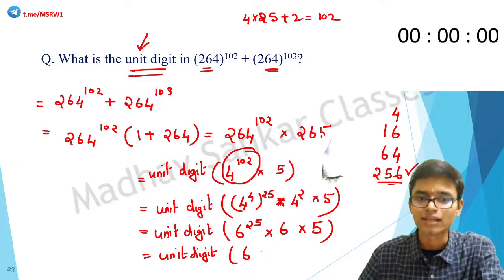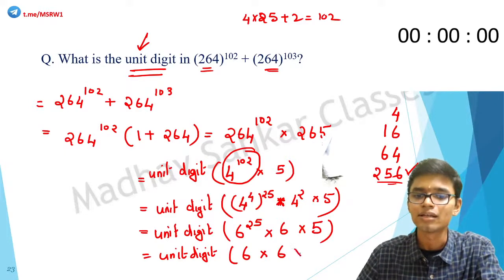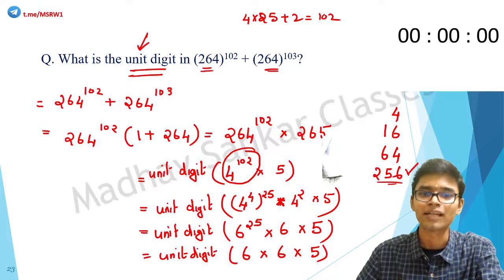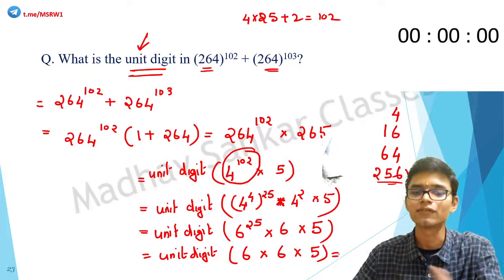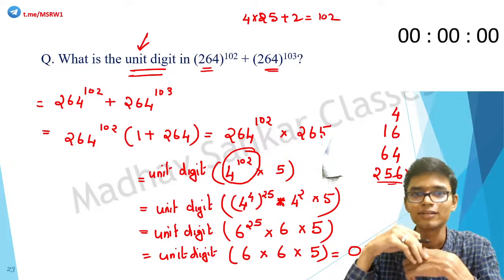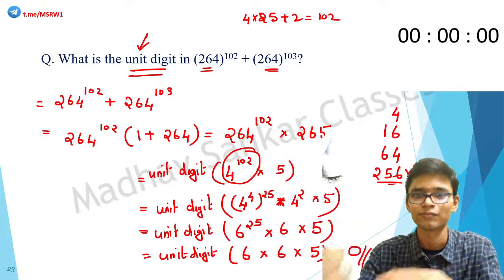So 6 into 6 into 5. So the unit digit of this one, that is 6 into 6 into 5: 6 into 6 is 36, 36 into 5 is 180. So the unit digit of this number is 0. Got it? Now I think you understood.